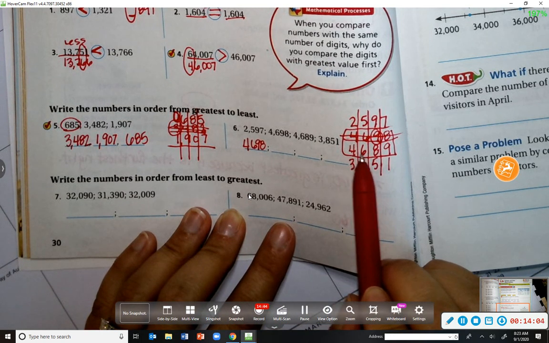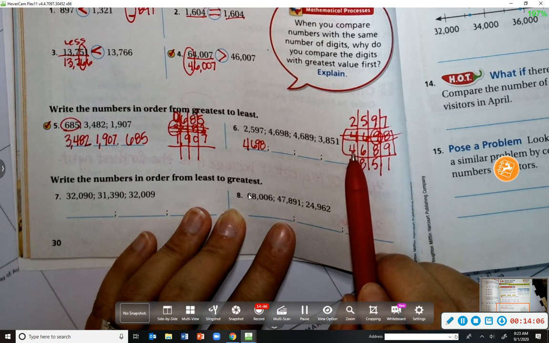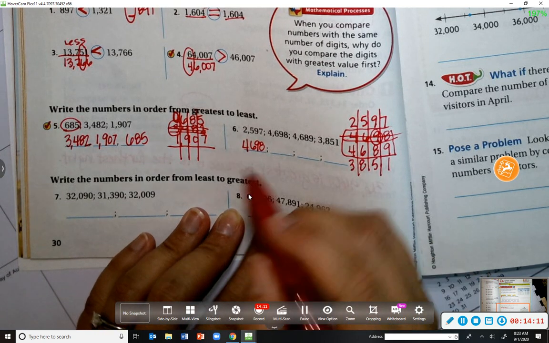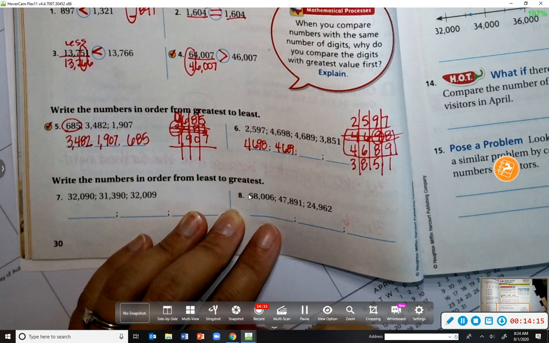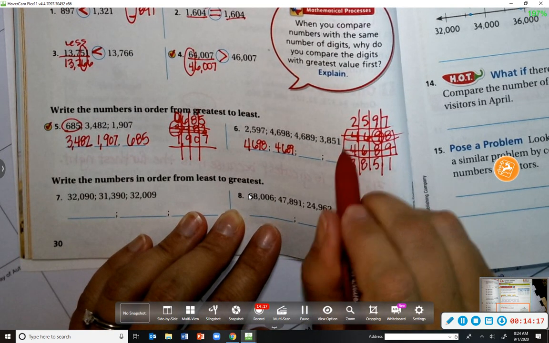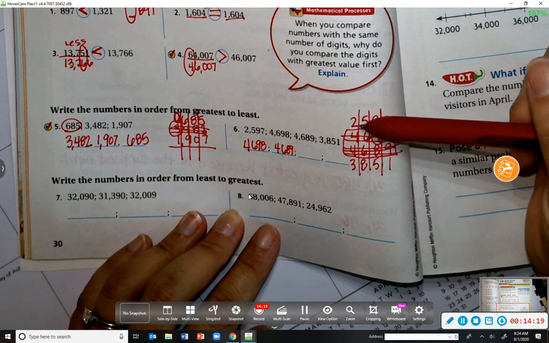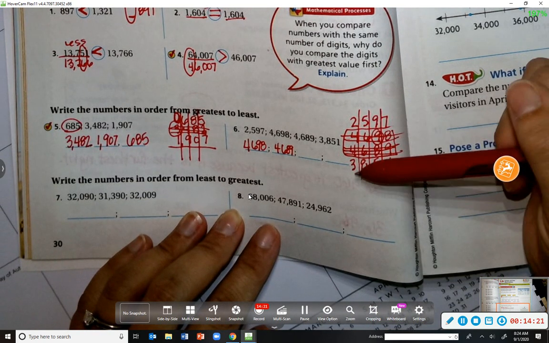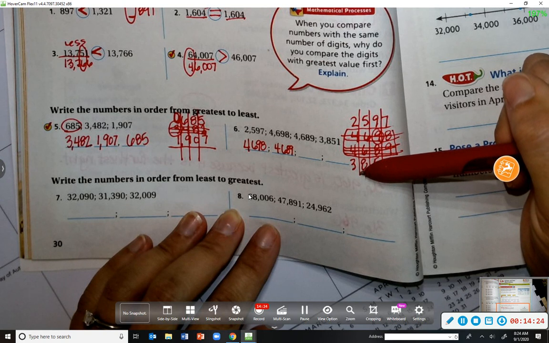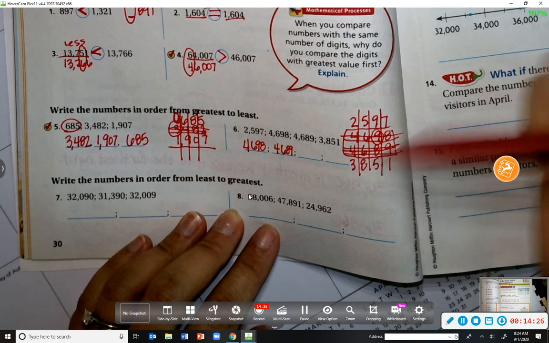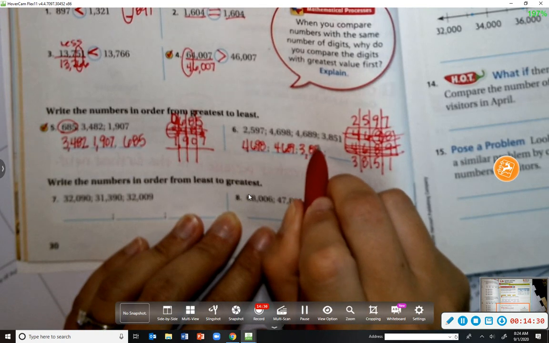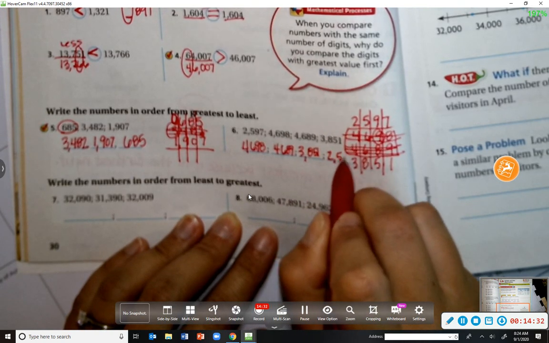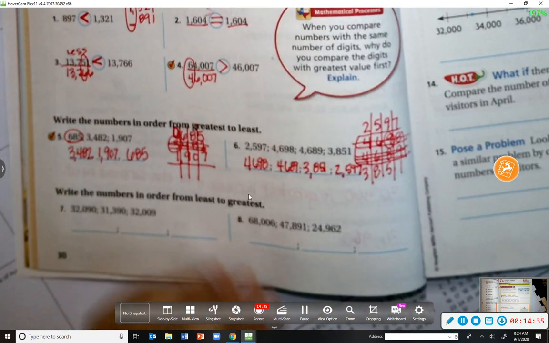Now, this one has to be next because it starts with a 4. The other two start with a 2 and a 3. So 4,689 would be our next greatest. Mark it off. Now we're just comparing the 2 and the 3. Remember, we're looking for the greatest number. 3 is greater than 2, so that would come next. And last would be 2,597.